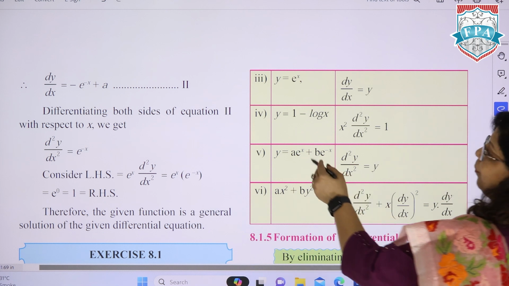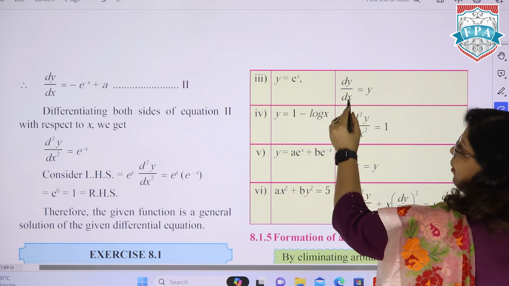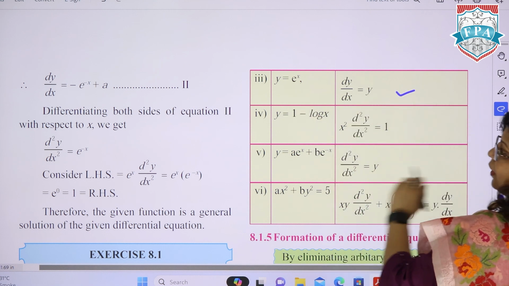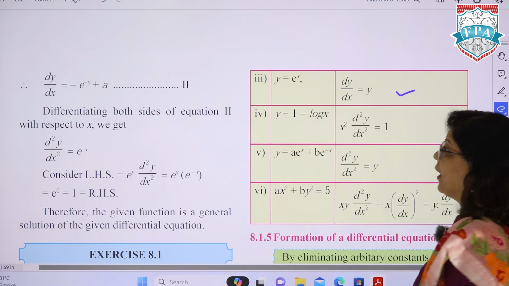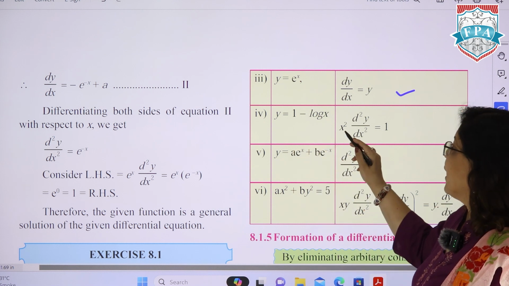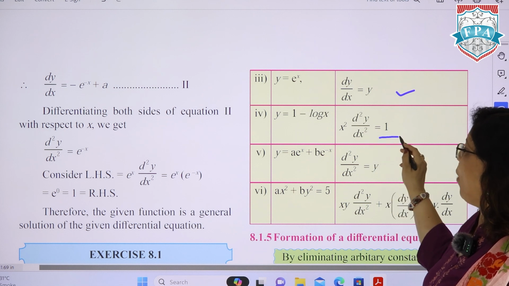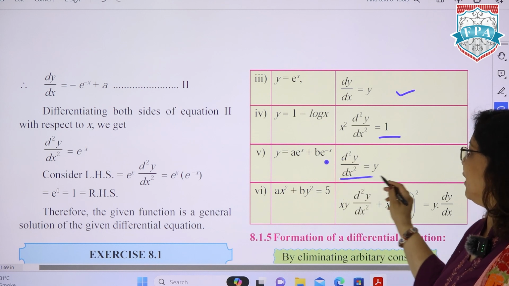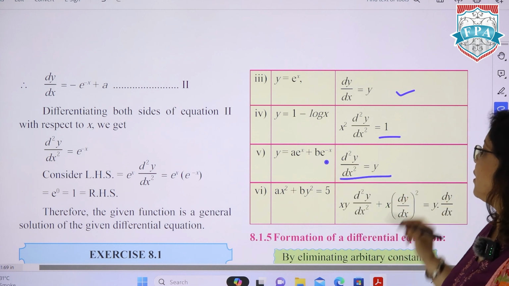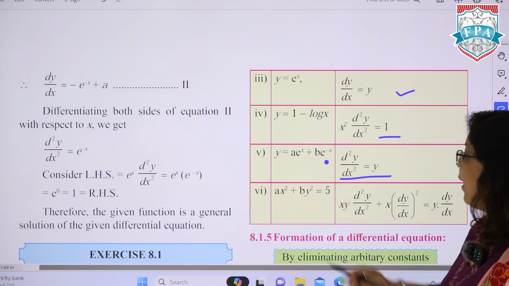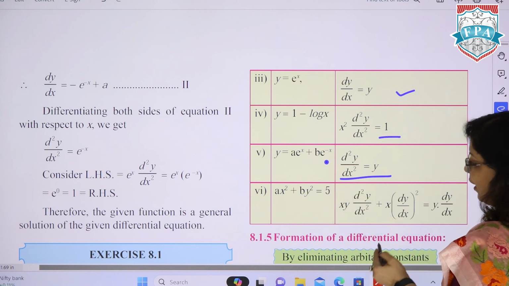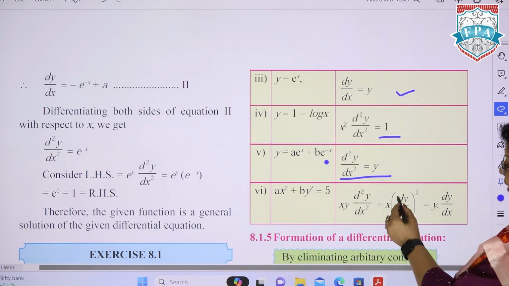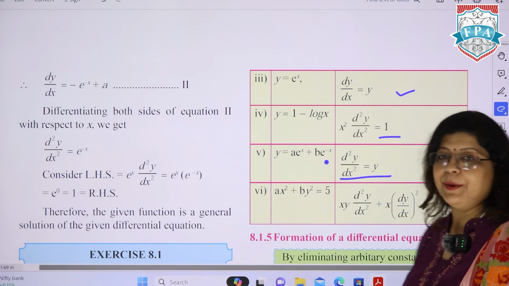Now some examples are there, like y is equal to e to the power x. So dy by dx is directly e to the power x, which is y. So this will become your equation. Now if y is 1 minus log x, then x square d2y by dx square is 1. Again, if y is a e to the power x plus b e to the power minus x, again you can go to d2y by dx square, it is y. And if it's a fixed value like ax square plus by square is 5, then the general equation will come as xy d2y by dx square plus x dy by dx whole square is equal to y dy by dx.